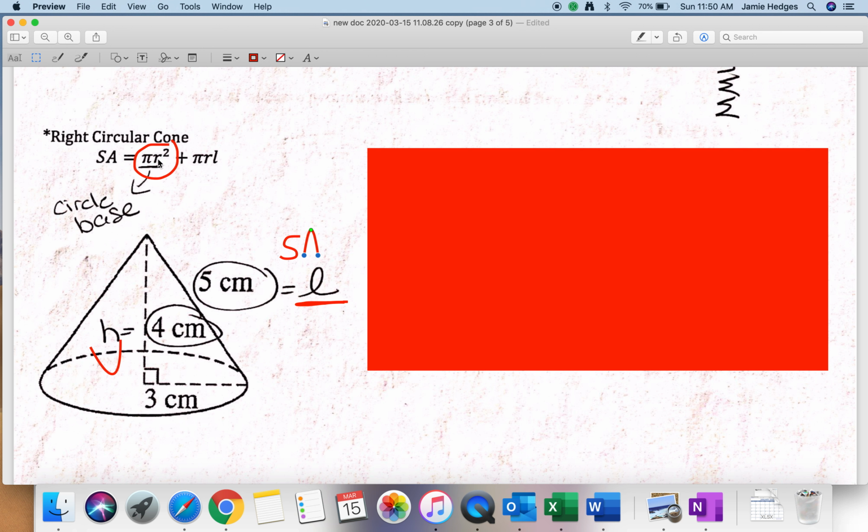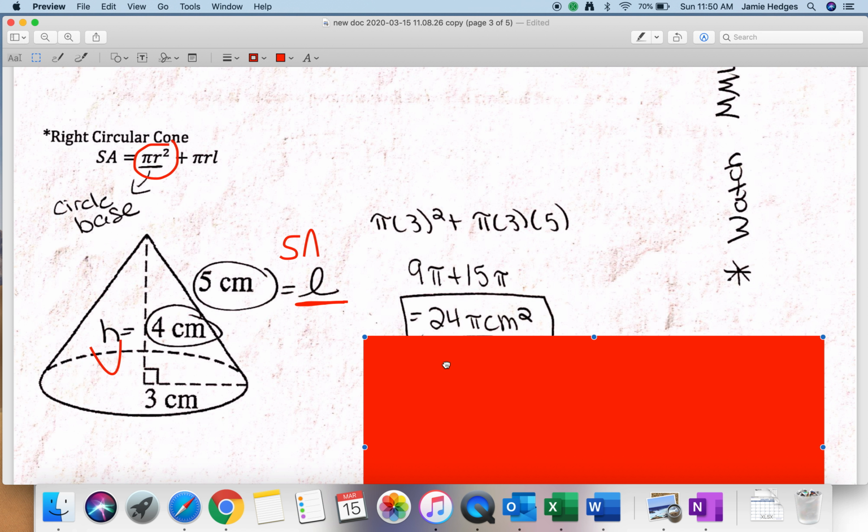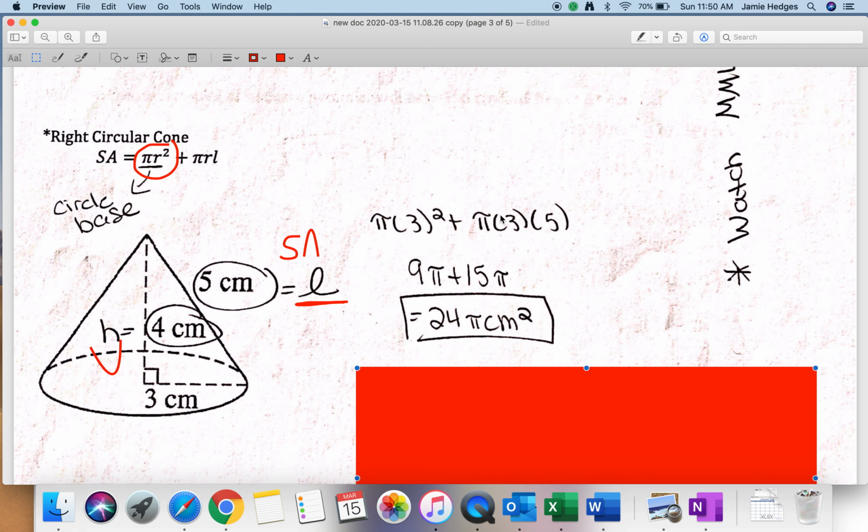So when I plug this in, I just need r and l. So I'm going to plug in 3 for r and 5 for my lateral height. Again, not going to use the regular height over here. That's for volume. That's going to give me 24 pi centimeters squared.